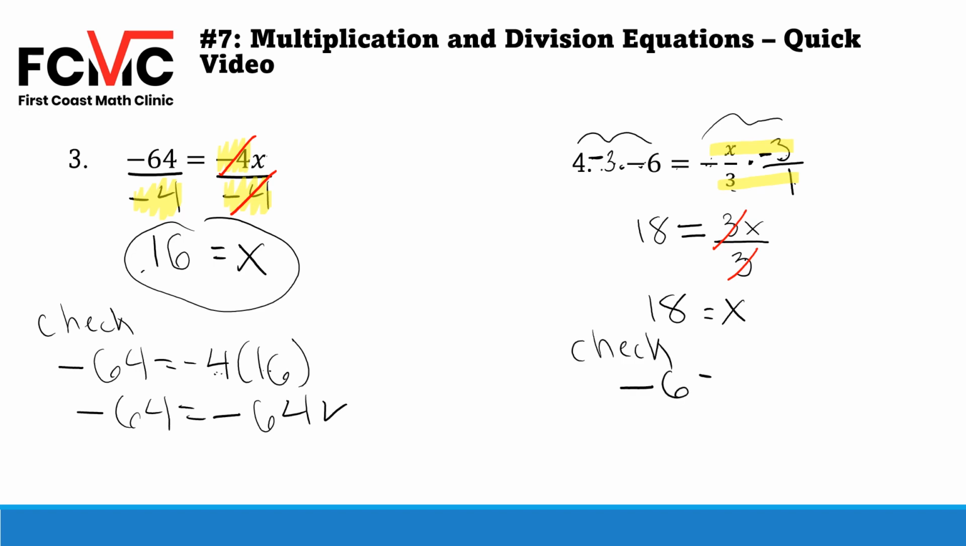We take negative 6 equals negative 18 over 3. Now we're dividing two numbers of opposite signs. Negative 18 divided by 3. Whenever we divide two numbers of opposite signs, the sign of the answer is going to be negative. 18 divided by 3 is 6, and we get the same value on the left and the right side, so our answer checks. Okay? So this was a quick video for video number 7, multiplication and division equations.